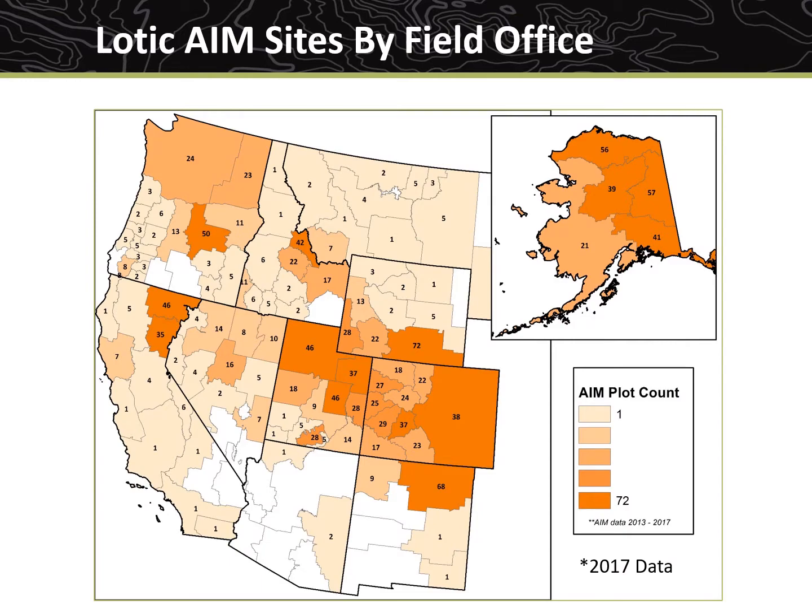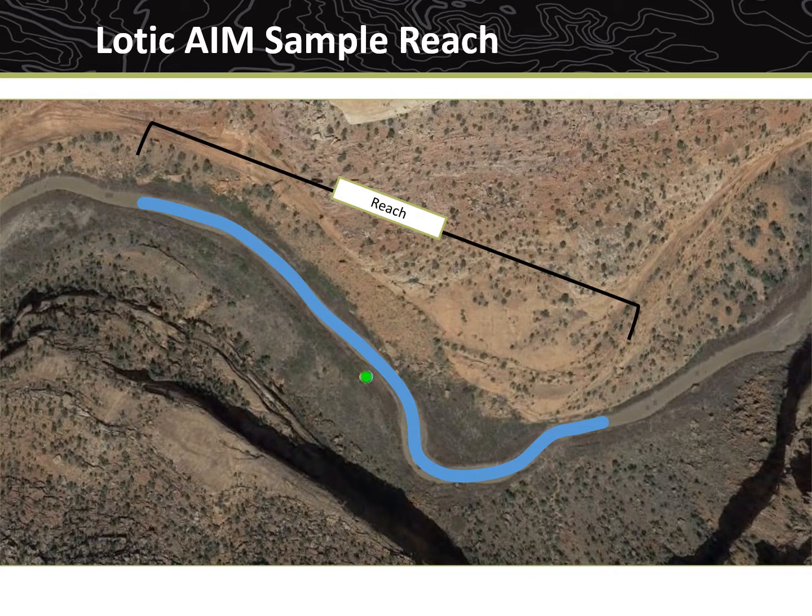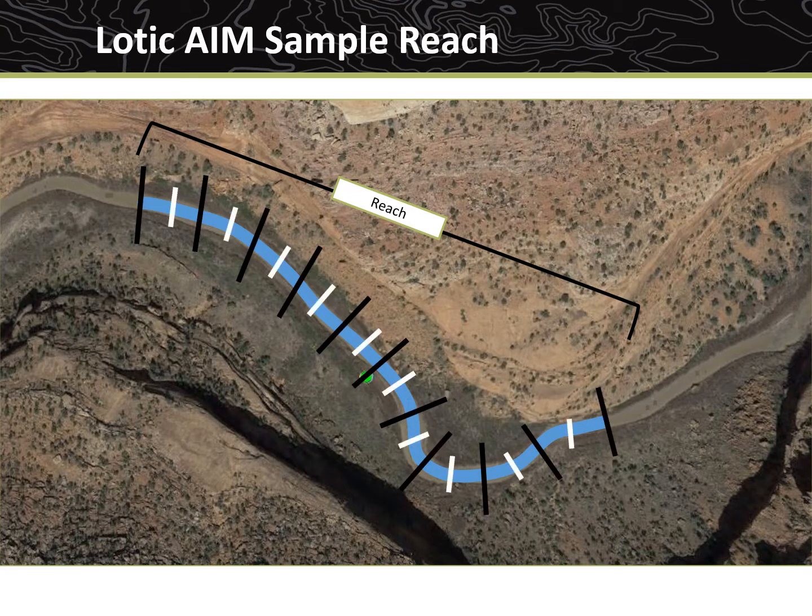Each year, hundreds of Lotic AIM sites are sampled throughout the western United States. All of these data are collected within a standardized length of stream referred to as a sample reach. A sample reach is the total length of a stream where data are collected. Each sample reach is located by a set of GPS points, called point coordinates, that are the center of the sample reach. Data are collected throughout the reach at 11 main transects and 10 intermediate transects evenly spaced throughout the reach.